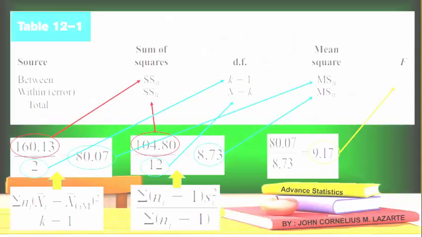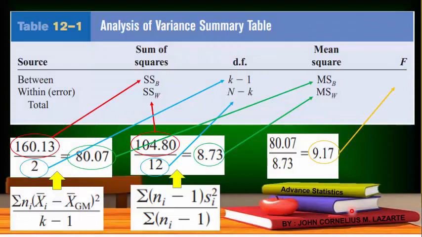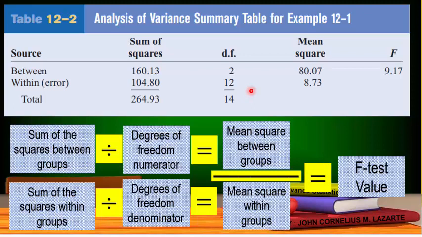Now, for us to be able to easily visualize the result, we are going to plot it in the analysis of variance summary table. As you can see here, we have the data that we computed in the previous steps C, D, and E, and we are going to plot it in the summary table with its corresponding designations. Based on this table, we can now clearly see the process and how we get to the F-test value.